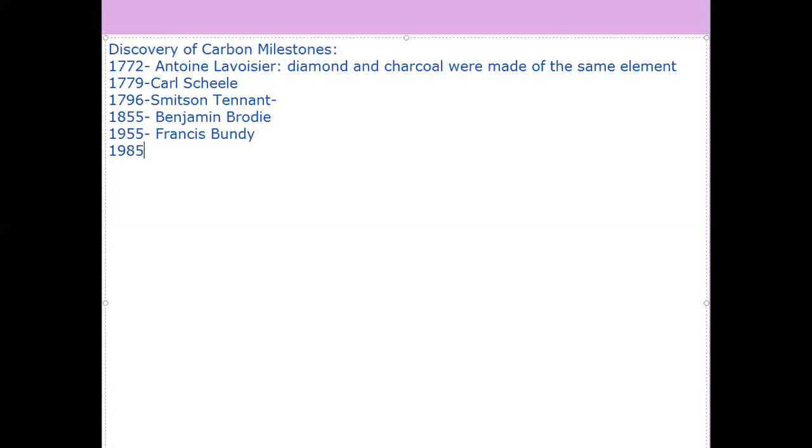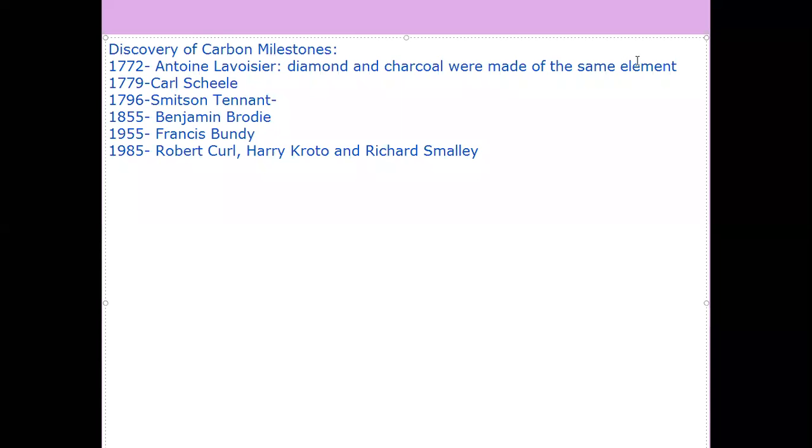In 1985, Robert Curl, Harry Kroto, and Richard Smalley discovered fullerenes. Okay, so this is a new form of carbon. The fullerenes are arranged in soccer ball shapes.